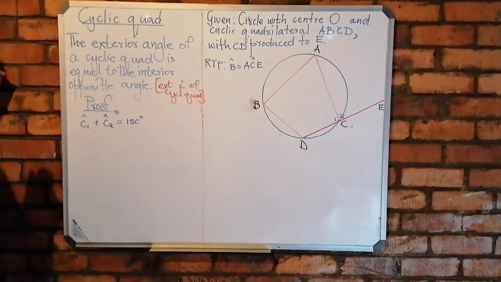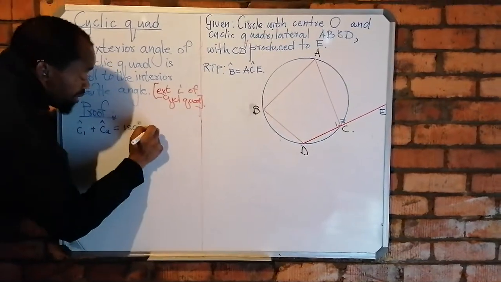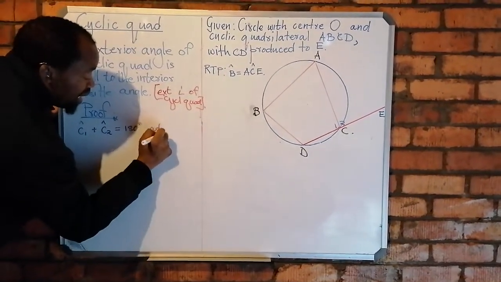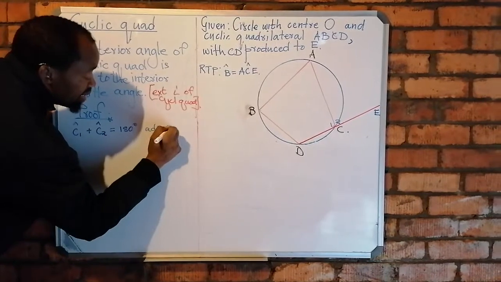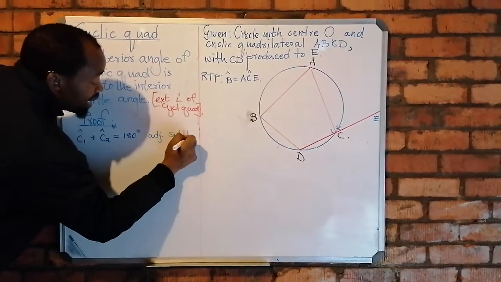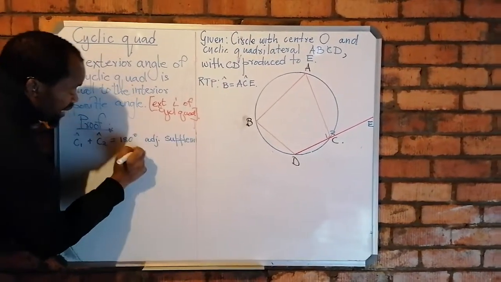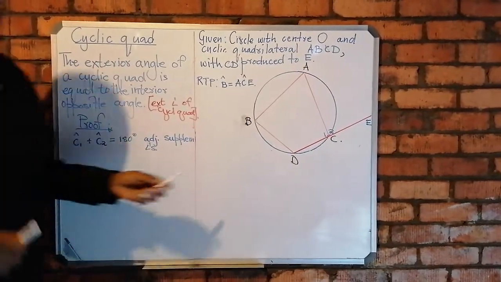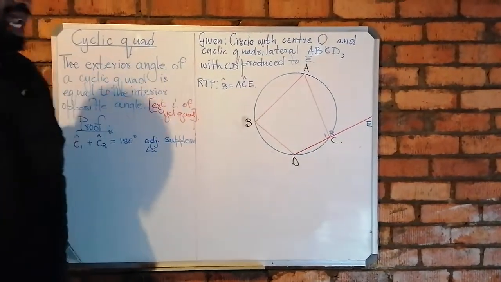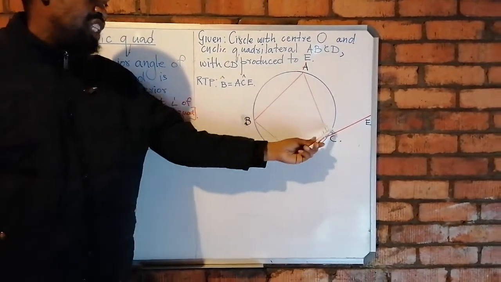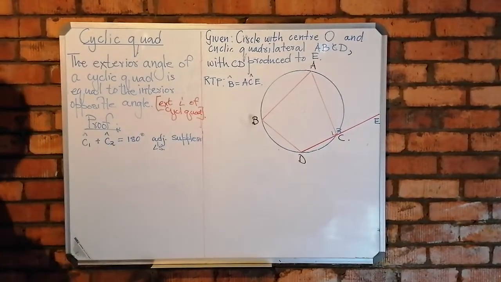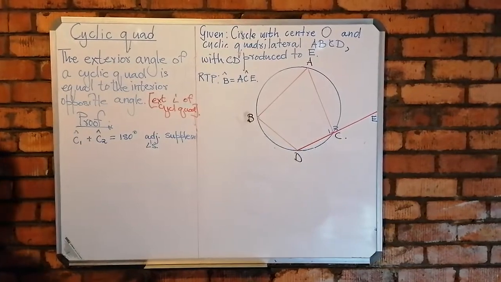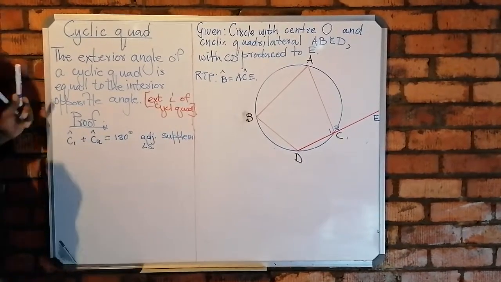How do I know that? These are adjacent supplementary angles. Please don't say angles on a straight line. They are adjacent supplementary angles. Now, what else do I know?